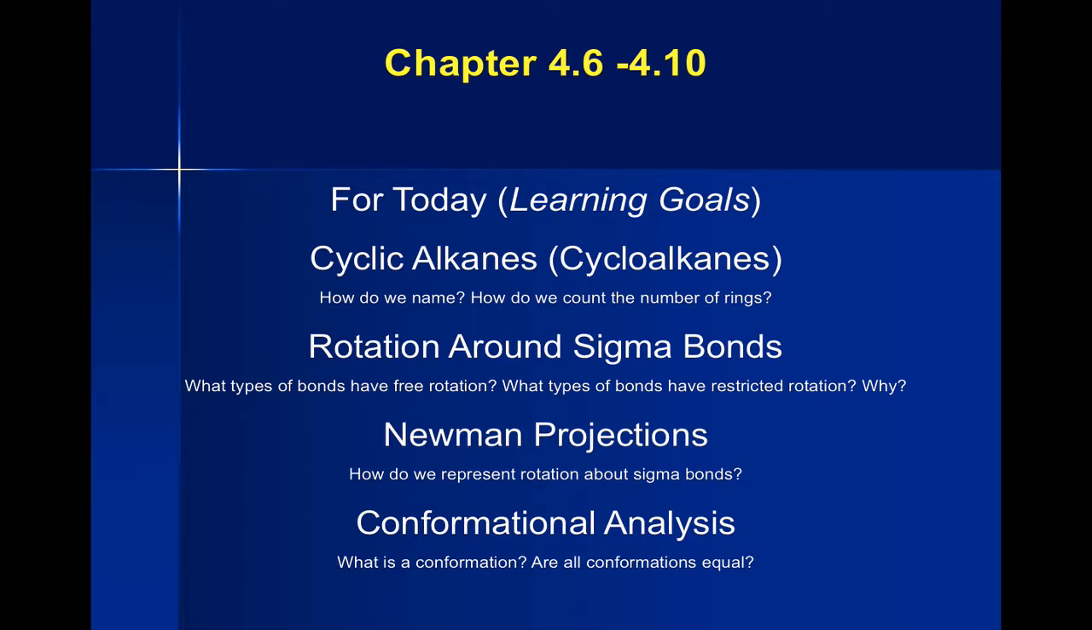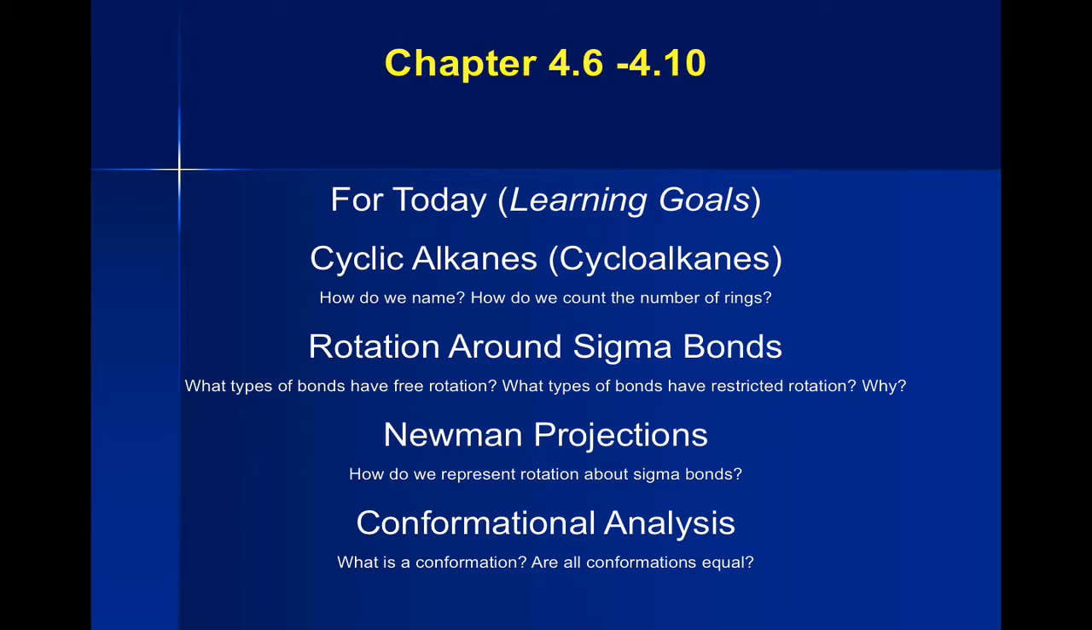So we're going to continue on in Chapter 4, where we're talking about naming molecules, specifically hydrocarbons, both acyclic and cyclic. We're going to talk today about rotation around sigma bonds and why that matters. We're going to talk about why certain bonds have free rotation and other ones don't.